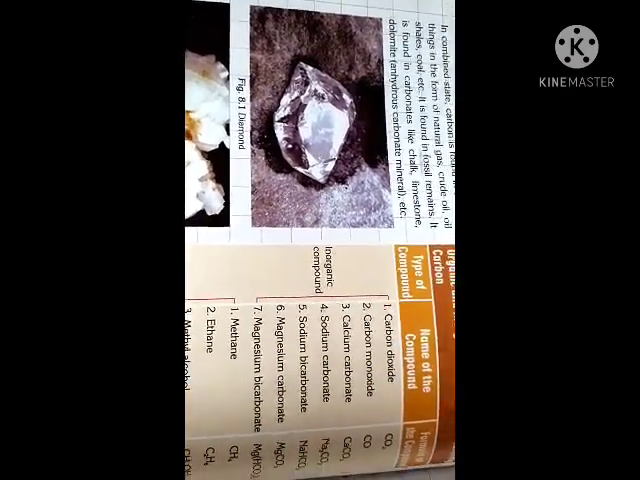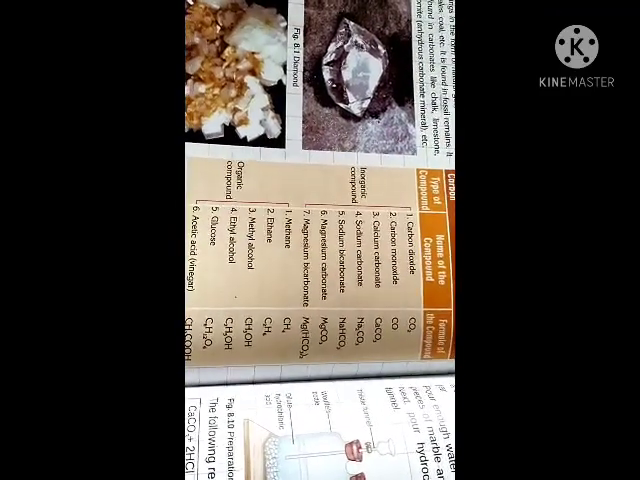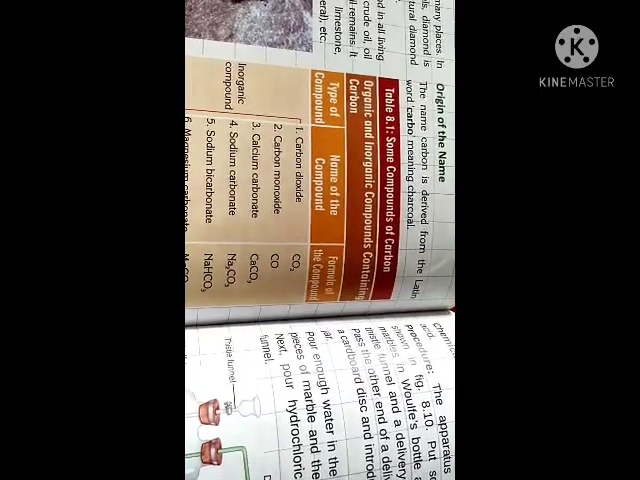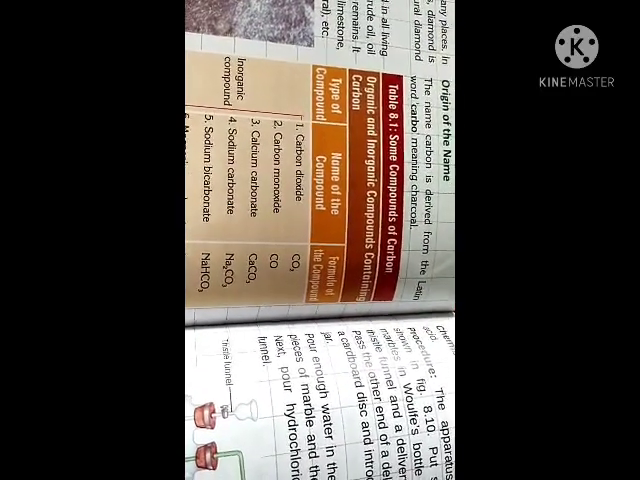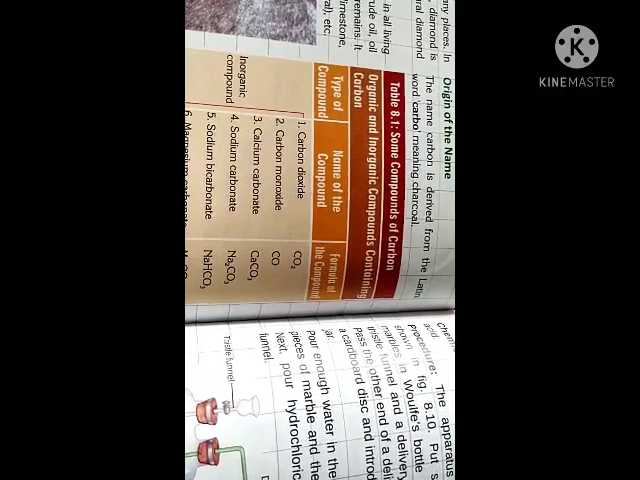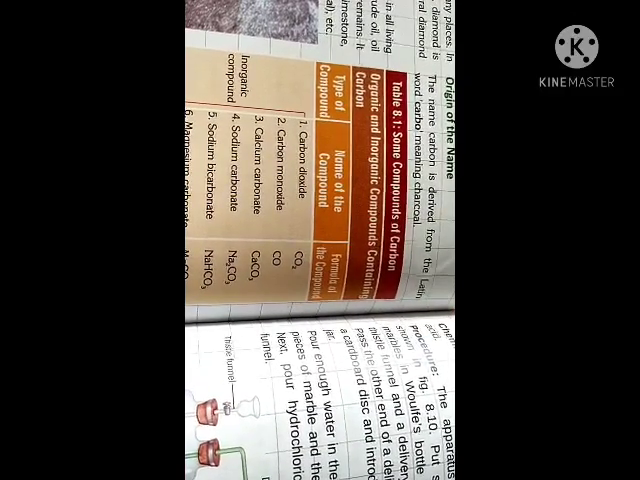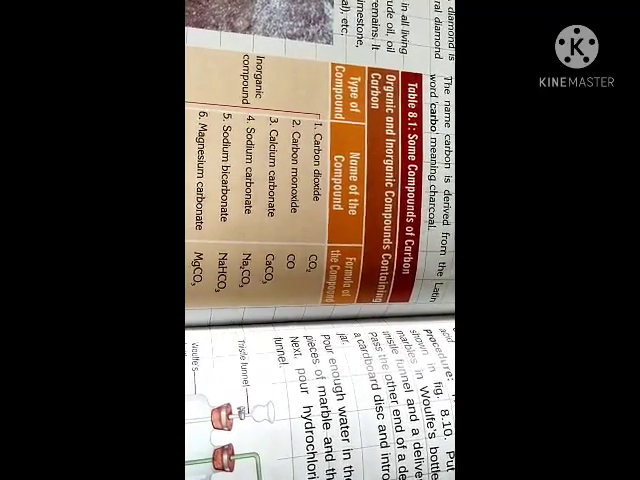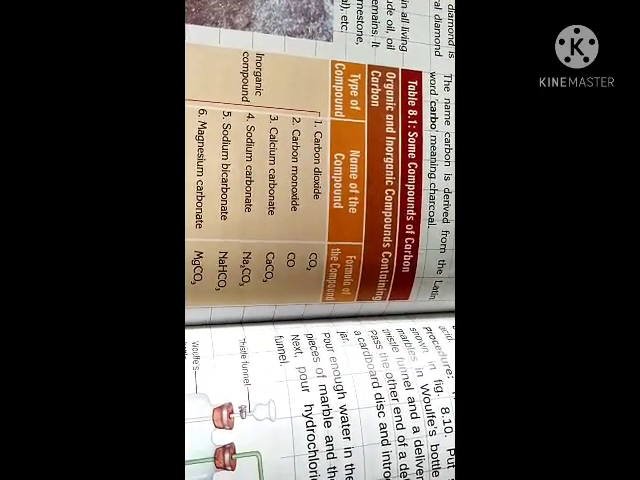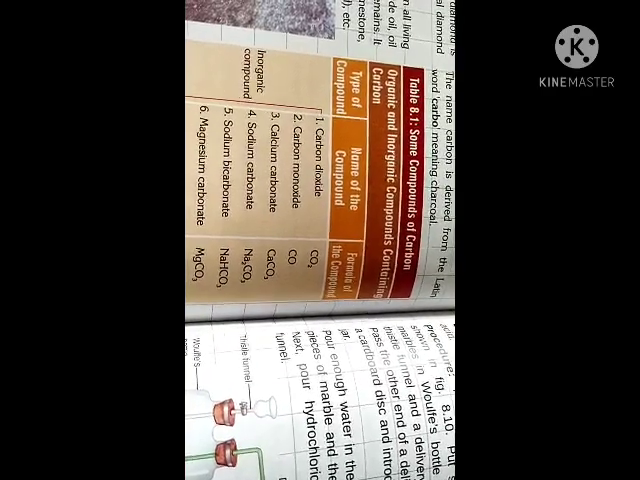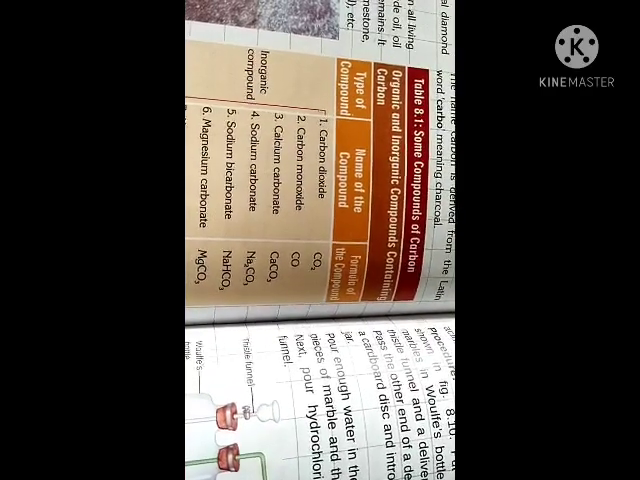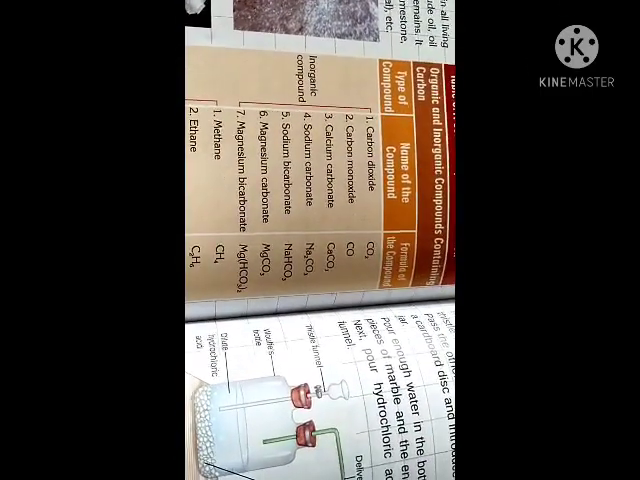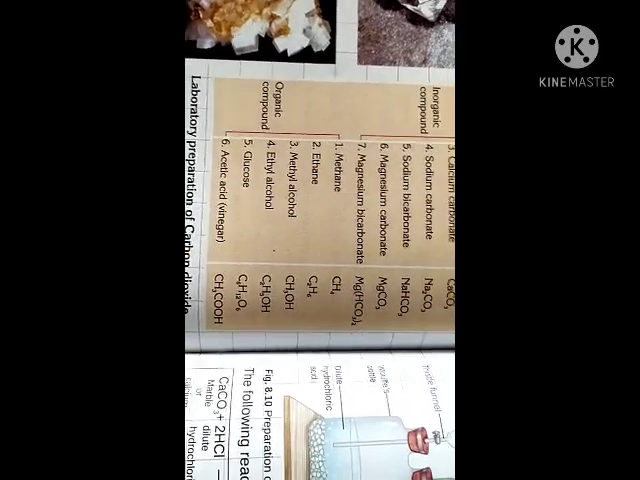Okay, students. Now here you can see the origin of the name, means how carbon gets its name. The name carbon is derived from the Latin word carbo, through which the carbon name originated, which means charcoal. What is the meaning of carbo, students? Carbo means charcoal. Okay. Now here you can see the two forms of carbon compounds, inorganic and organic.